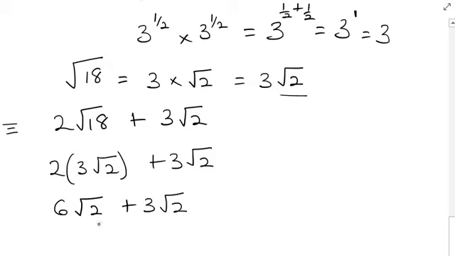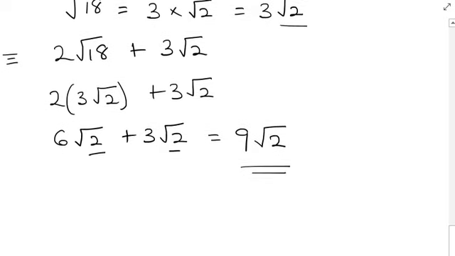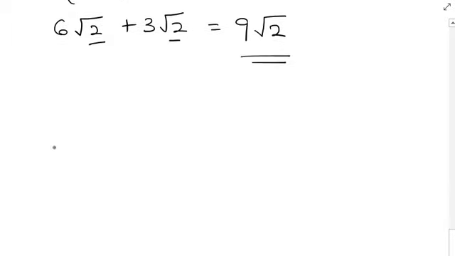We can see that we now have similar radicand. Because of similar radicand, we can add them. We just need to add the whole numbers together and put our radicand. So 6 plus 3 is 9, then we put our radicand, 9 root 2. So that's our final answer for this question. It's interesting. Let's look at one other example.